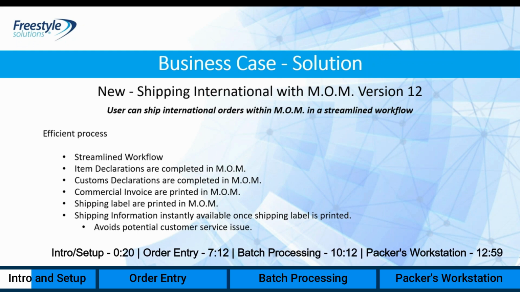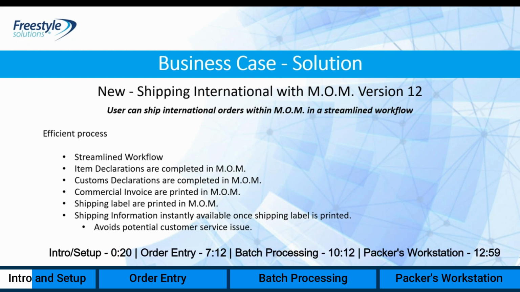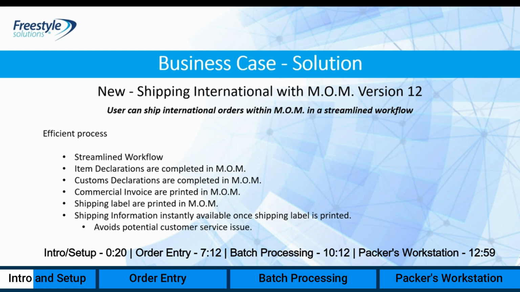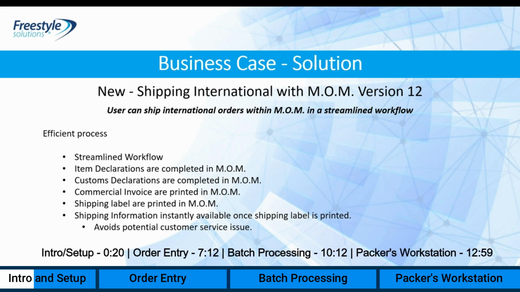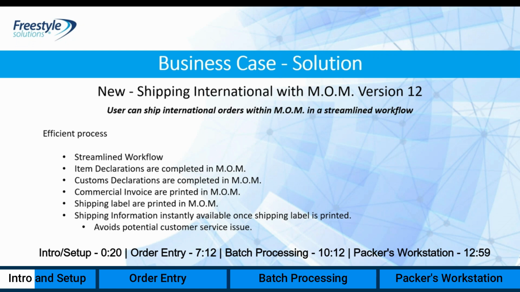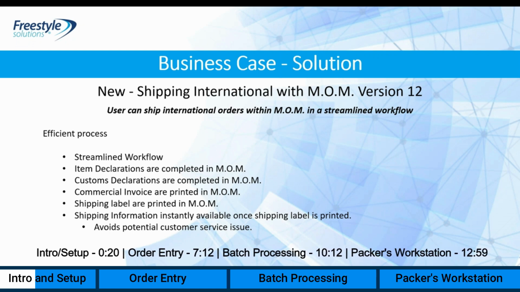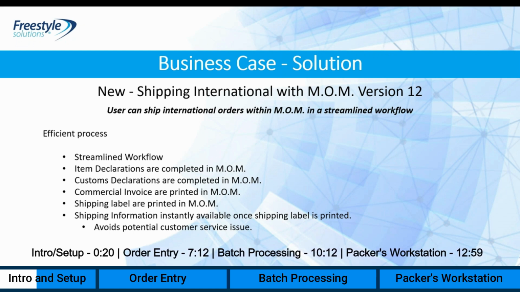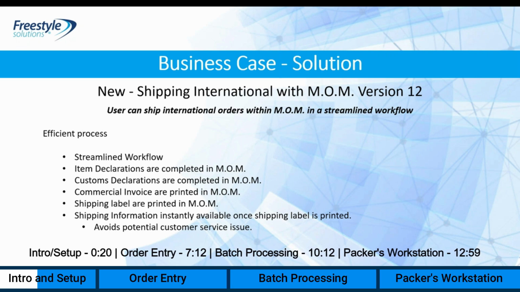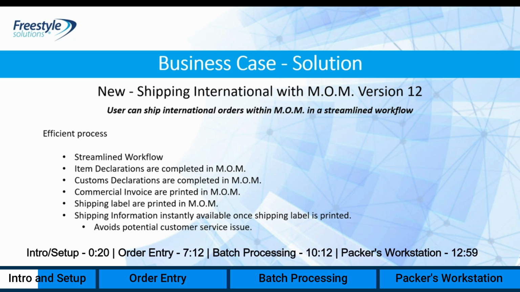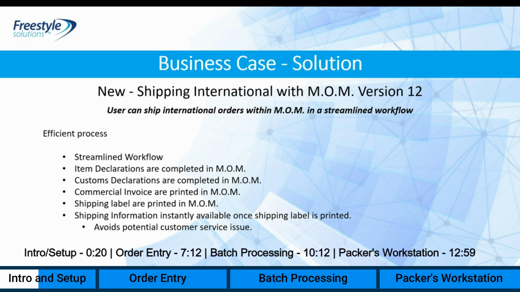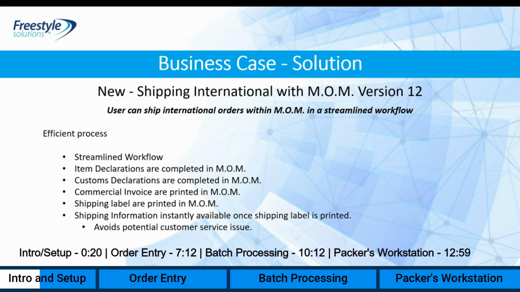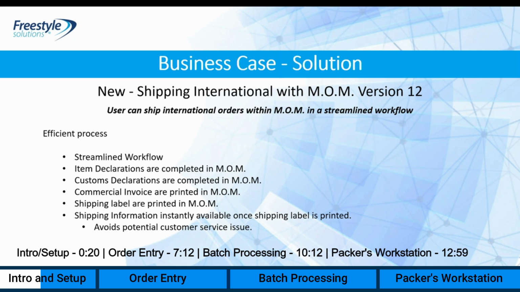Okay. So the new process, and it's the exact opposite really of the previous slide. It is a streamlined workflow. You can complete all those declarations, item declarations, customs declarations, commercial invoices within M.O.M. And of course, the shipping label is printed in M.O.M as with the normal Shippo process. You also have all that information once the label is printed, making it easier to confirm shipments, as you can currently enjoy with all the other existing Shippo modules. So this represents a real pivot point for our customers, bringing the whole international process into Shippo, into M.O.M, and taking all those manual steps out of the process.